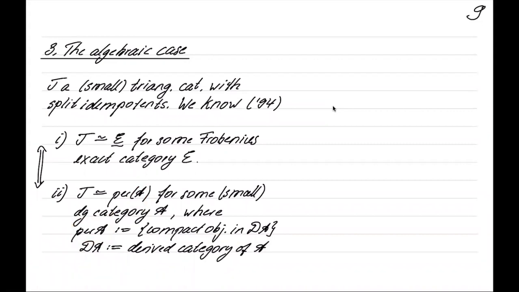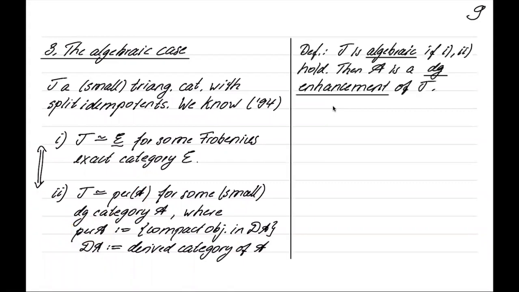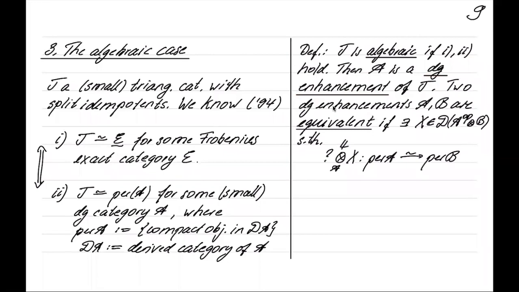So this defines what an algebraic triangulated category is. In this case, with these notations, the DG category A is then called a DG enhancement of our triangulated category. And we also have a notion of equivalence for the DG enhancements, namely, derived Morita equivalence. Two enhancements A and B are equivalent if we can find a bimodule whose derived tensor product induces an equivalence between the two perfect derived categories.